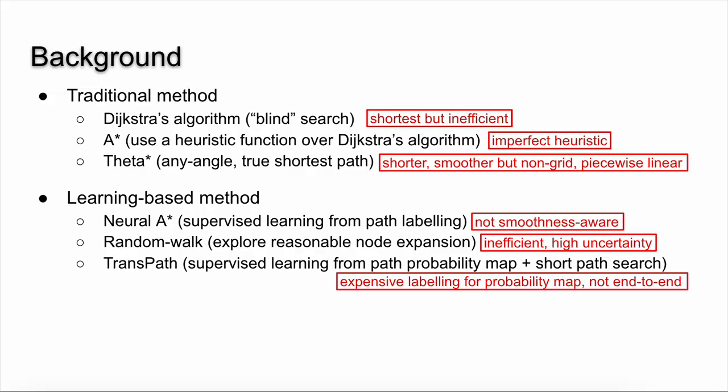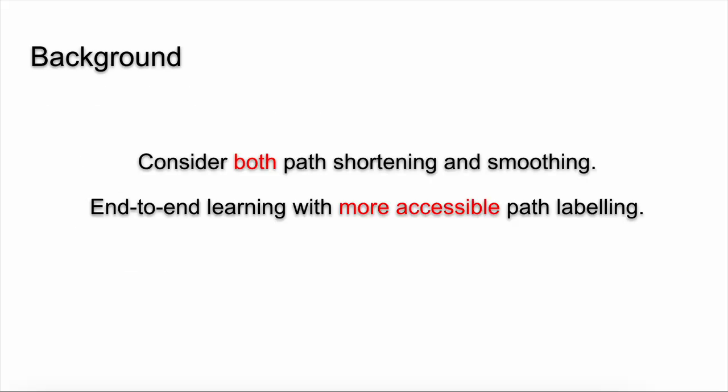Path planning methods often operate on maps with given obstacles and accessible regions, such as Dijkstra's algorithm, A*, and the any-angle θ*. However, they are either inefficient, limited in planning quality, or not necessarily lead to a smooth path. Learning-based methods usually rely on adaptive heuristic maps to avoid excessive node expansion. But they are not smoothness-specific or use expensive probability maps for learning. Hence, it is practical to consider both path length and smoothness and use more accessible labeling for supervision.